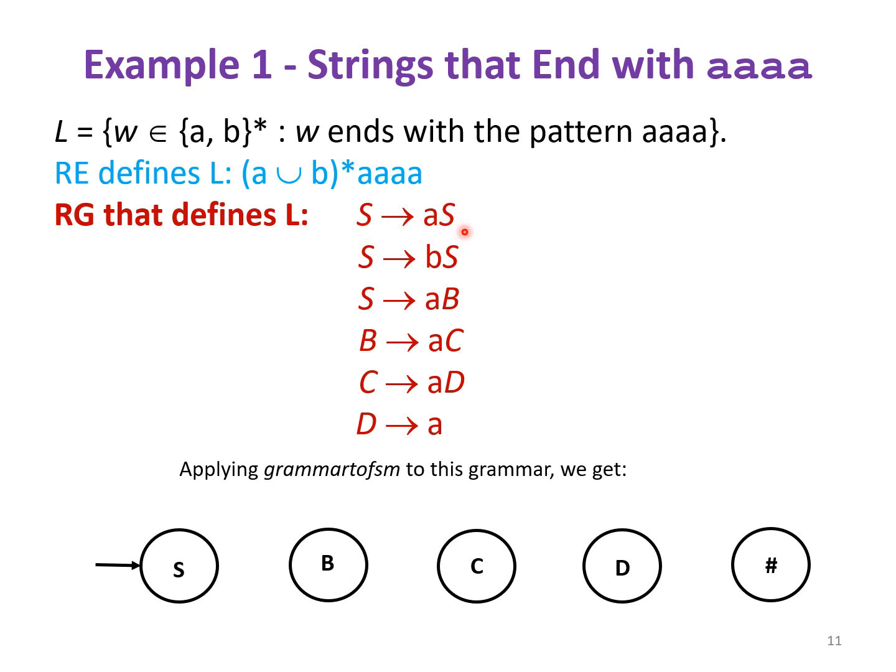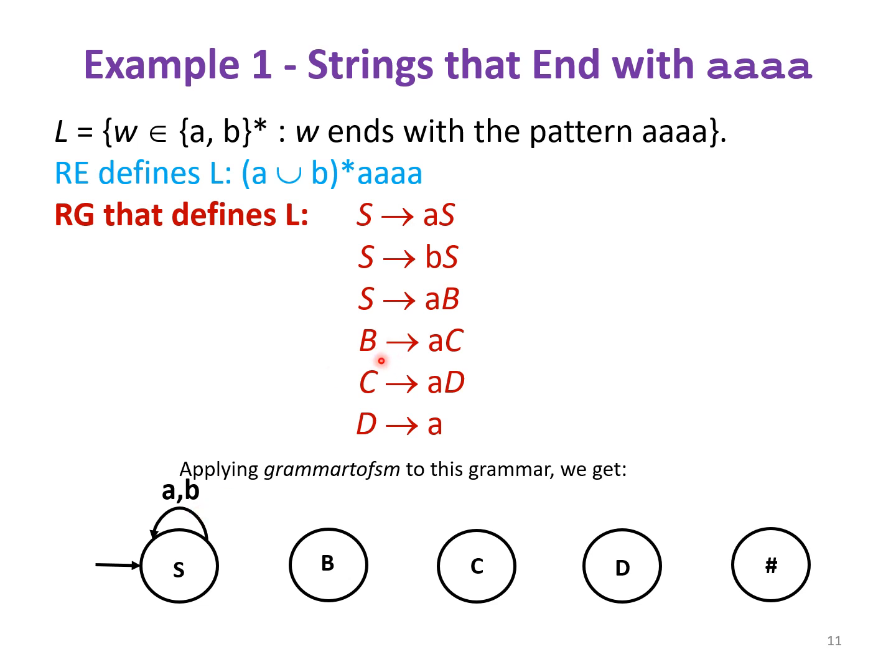X to Y labeled W. That is, S tends to AS. So from state S to state S, we must have a transition labeled A. So from S, self loop, transition A. Similarly from S, self loop with label B.